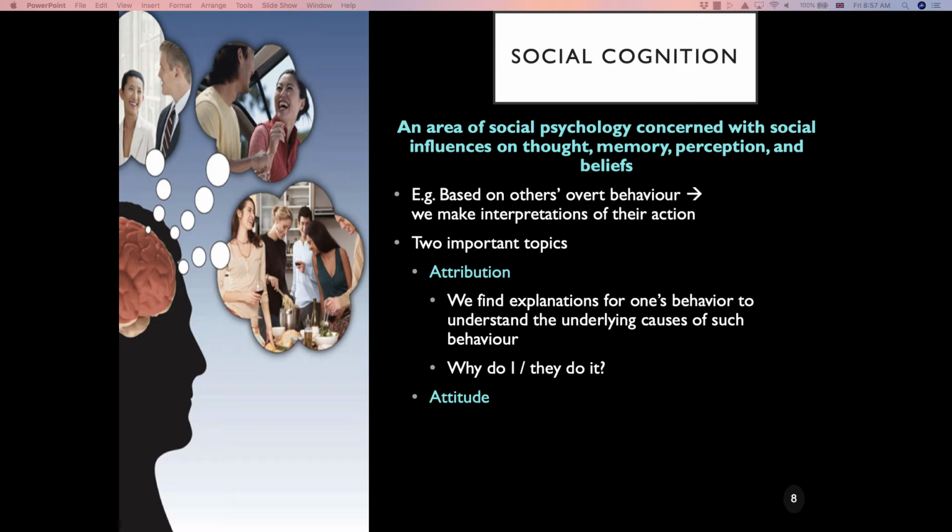Attribution is all about finding explanations for your own behaviour, what causes you to do something, but it also allows us to understand why other people do what they do. It understands what is the cause behind other people's behaviour.